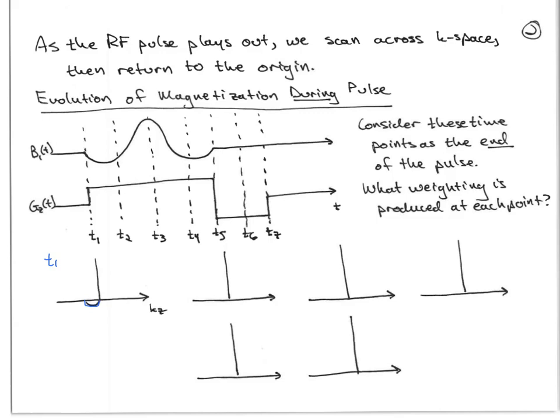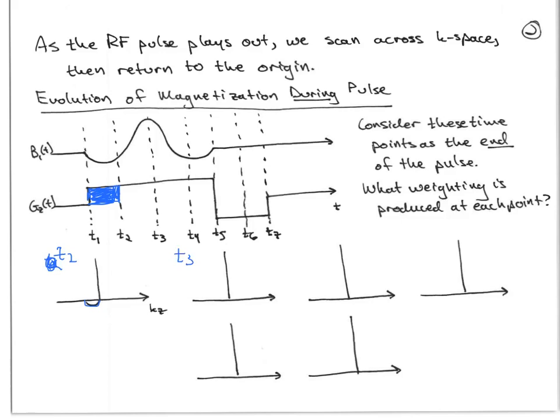Okay, so if we look at time point T2 here, we have deposited this amount of energy. So the k-space for this starts at negative, and it ends up at 0, if we're stopping the pulse at this point. Okay, so then let's look at T3.